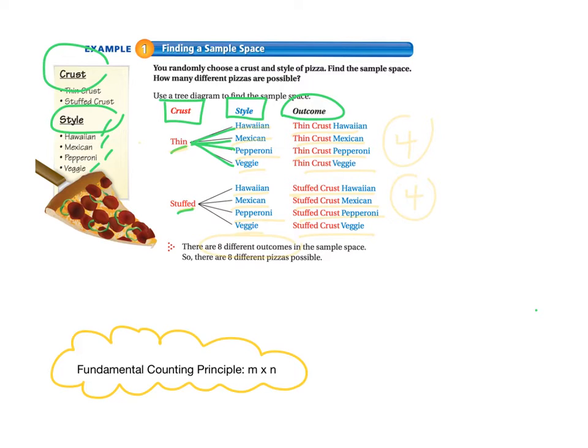So what they're suggesting is that you take each of the different types of events. In this case, I've got crust, and then I've got style. And I'm going to call the outcomes of this first one M, and the outcomes of the second one N. And the fundamental counting principle says that all you have to do is multiply M times N, and you will get the total number of outcomes.